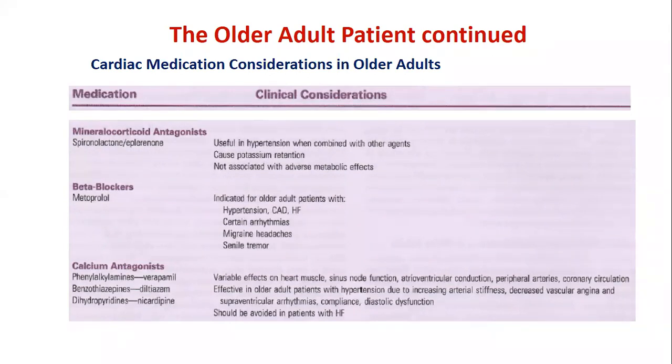Next medication, it is beta blocker. Particularly here, we are going to talk about the metoprolol. Indicated for older adult patients with hypertension, CAD, and heart failure, certain arrhythmias, and migraine headache, and senile tremor. So beta blocker like metoprolol, this is a beta adrenergic blocker. We use this for management of hypertension, sometimes angina pectoris or congestive heart failure and MI prevention.